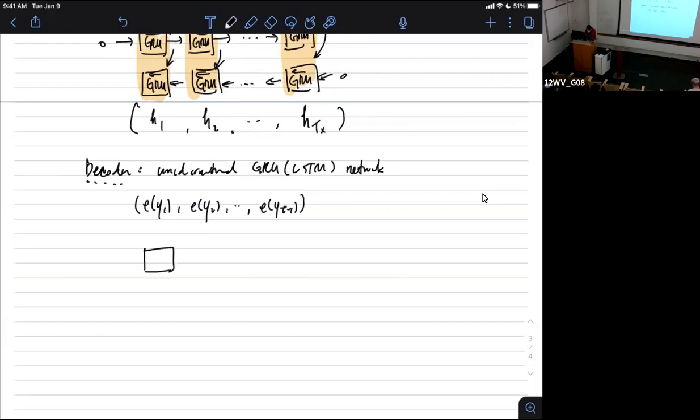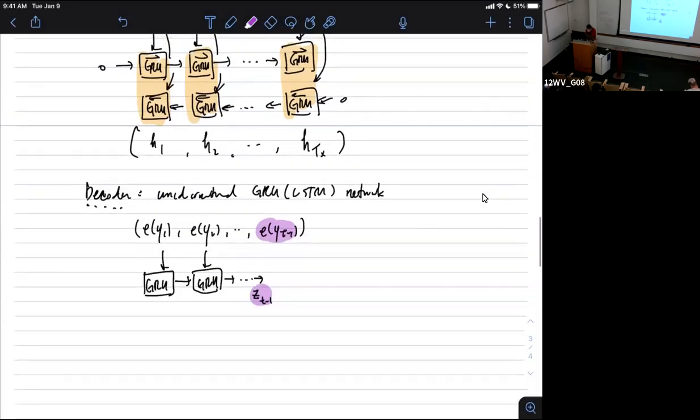So we have the unidirectional GRU here that's going to read one word at a time until this point. So we do have here, let's call it z_{t-1}. So what do we have? We have z_{t-1}, we have E of y_{t-1}, and we have all these vectors coming out of the encoder, H1, H2, all the way to H_Tx.